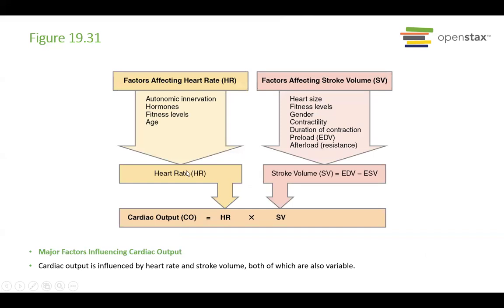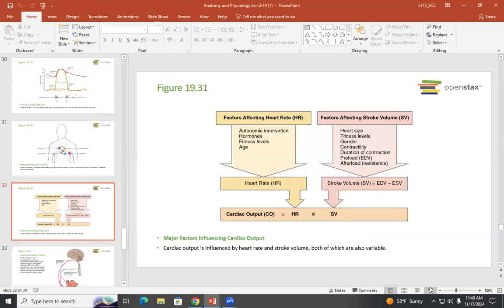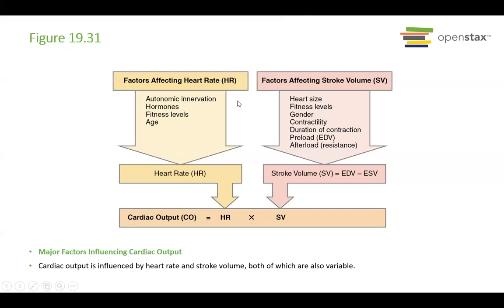So the heart rate is known as how frequently your heart contracts. The cardiac output is equal to the heart rate times the stroke volume. So the cardiac output is influenced by heart rate and stroke volume, both of which are also variable.